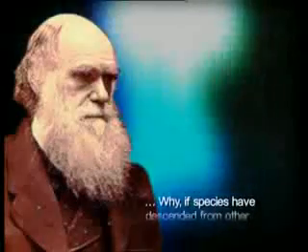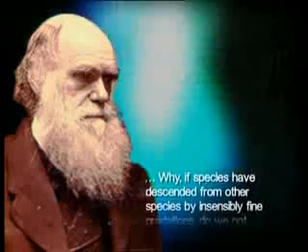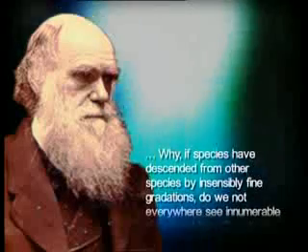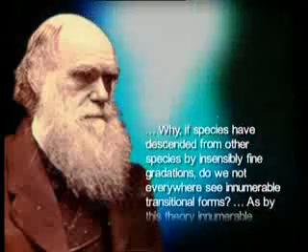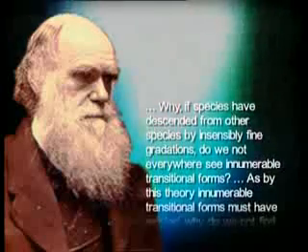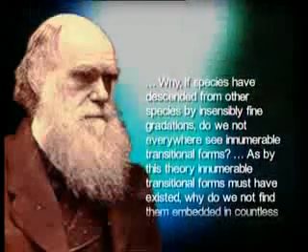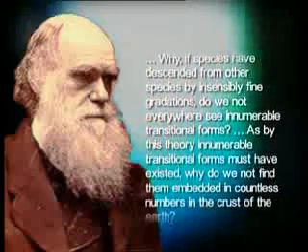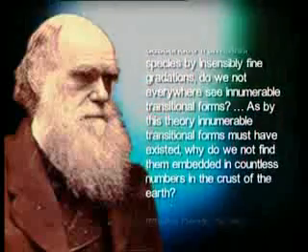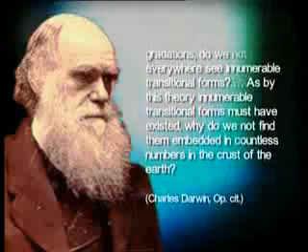Why, if species have descended from other species by insensibly fine gradations, do we not everywhere see innumerable transitional forms? As by this theory, innumerable transitional forms must have existed. Why do we not find them embedded in countless numbers in the crust of the Earth?